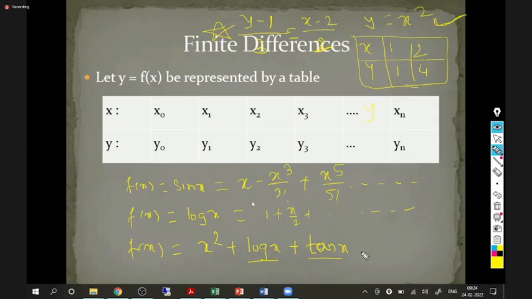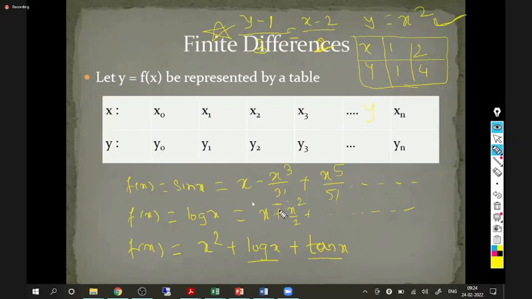So indirectly, what I want to say is that every function of x has such a series. We have a series for log of 1 plus x, not for log x. I forgot that series right now. It is x minus x square by 2, and is it alternately plus and minus? Yes, sir.